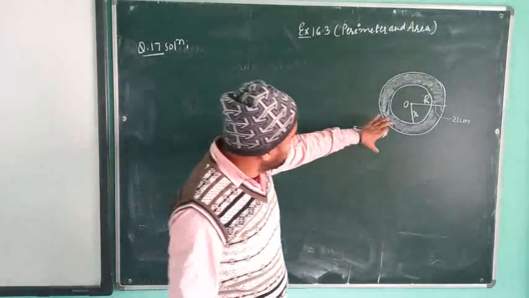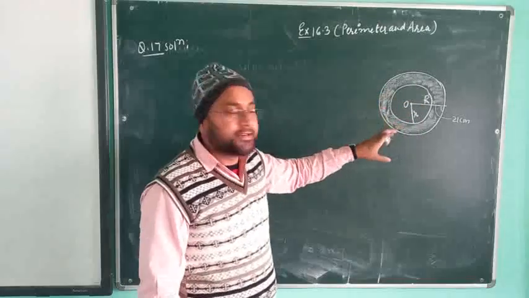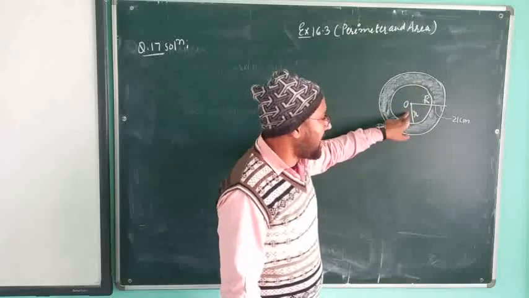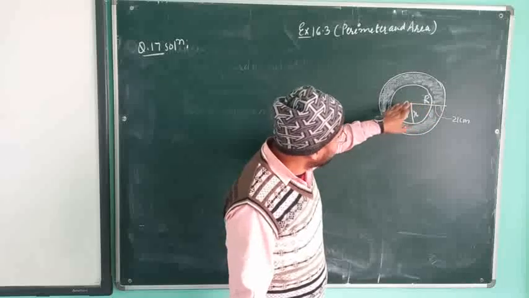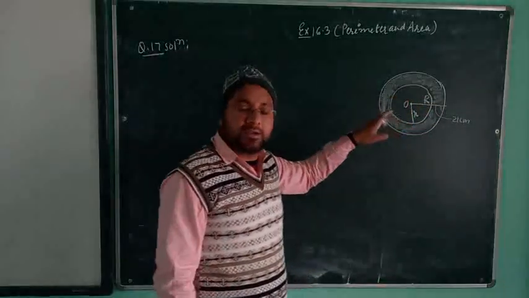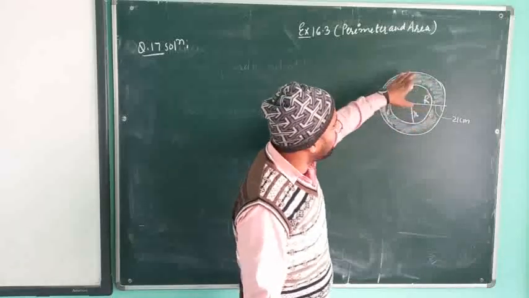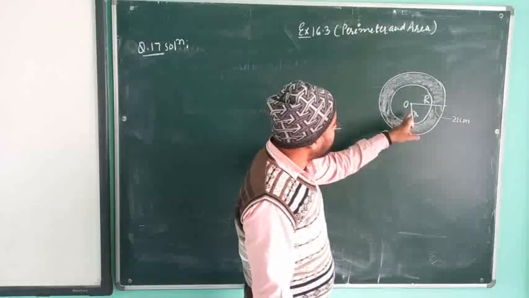There are two circles which are concentric. Concentric means they have a common center. From this center we have drawn this circle with the radius small r, and the outer radius is capital R, but the center is the same. That's why they are said to be concentric. The area of this shaded region is given. It is 770 centimeter square. So our aim is to find the radius of the smaller circle.